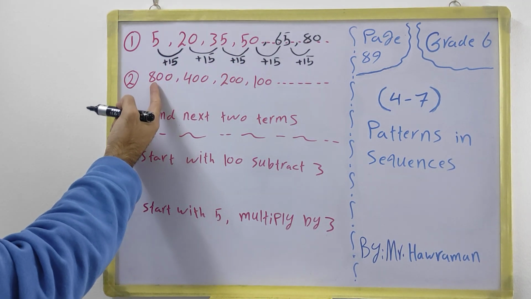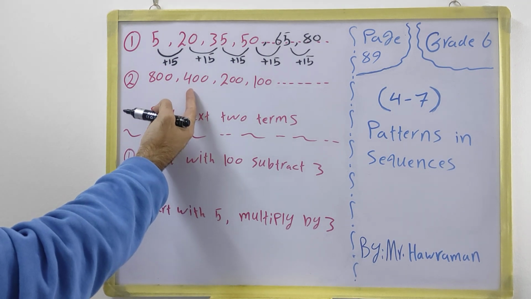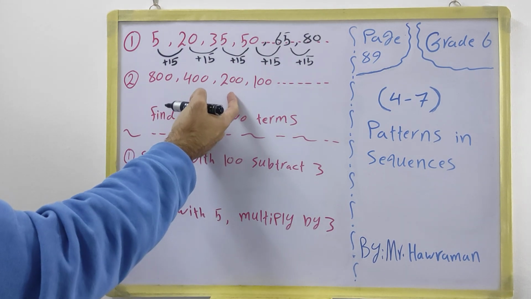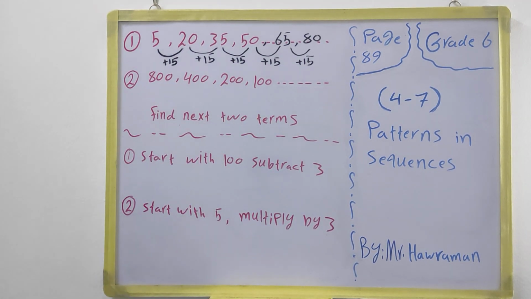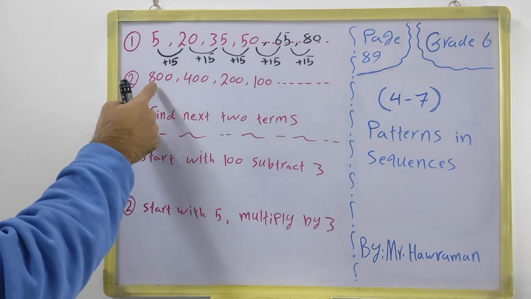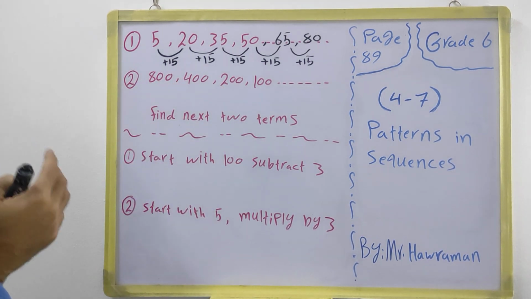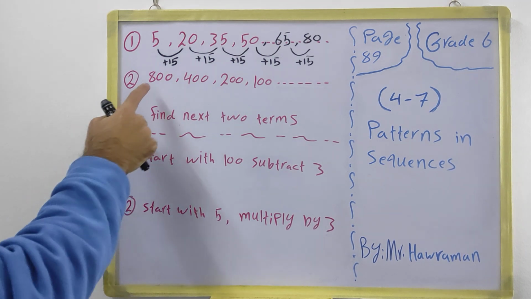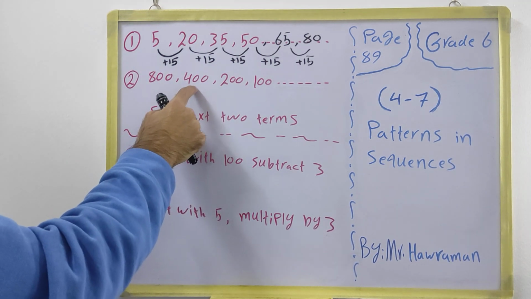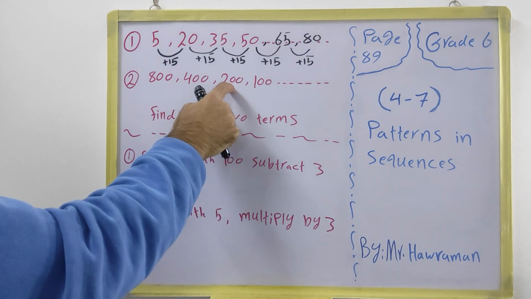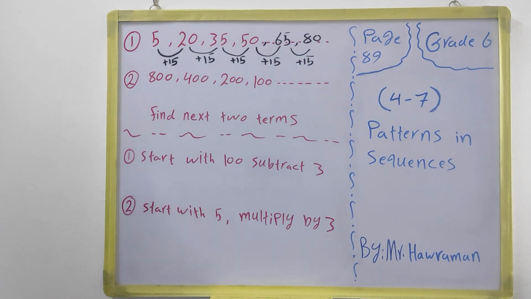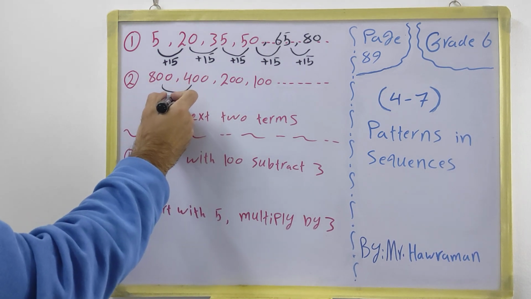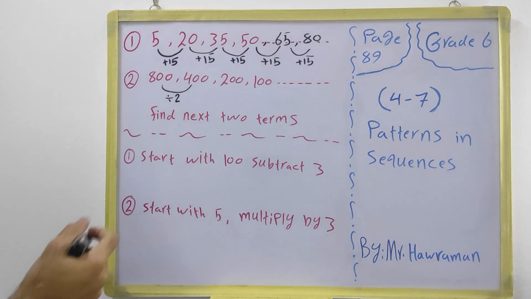This one, 800 changes to 400. 400 changes to 200, to 100, like that. So it means when the number is getting smaller, it's divide or subtract, one of them. If we say minus 400, it must be minus 400 each time, but it's not true. But if we say divide by 2, it can be used for all of them.